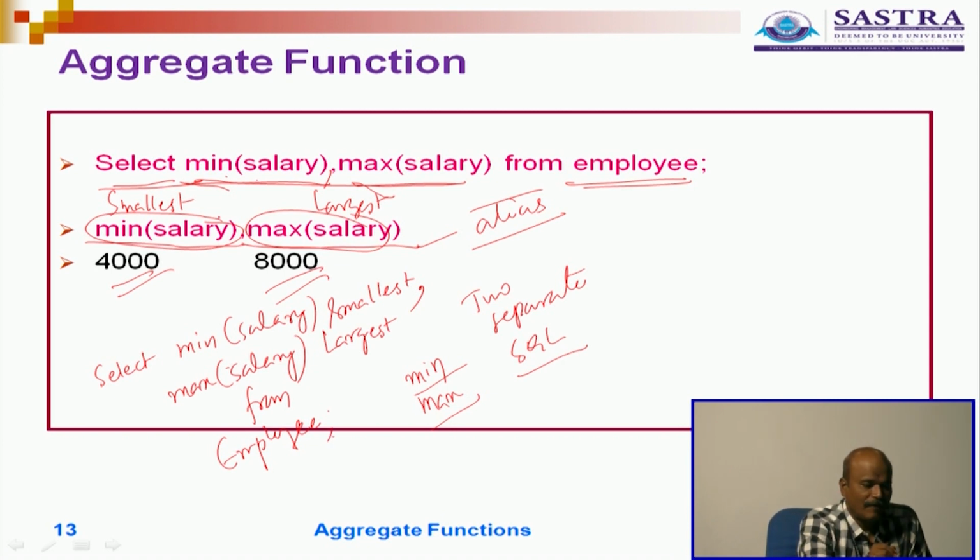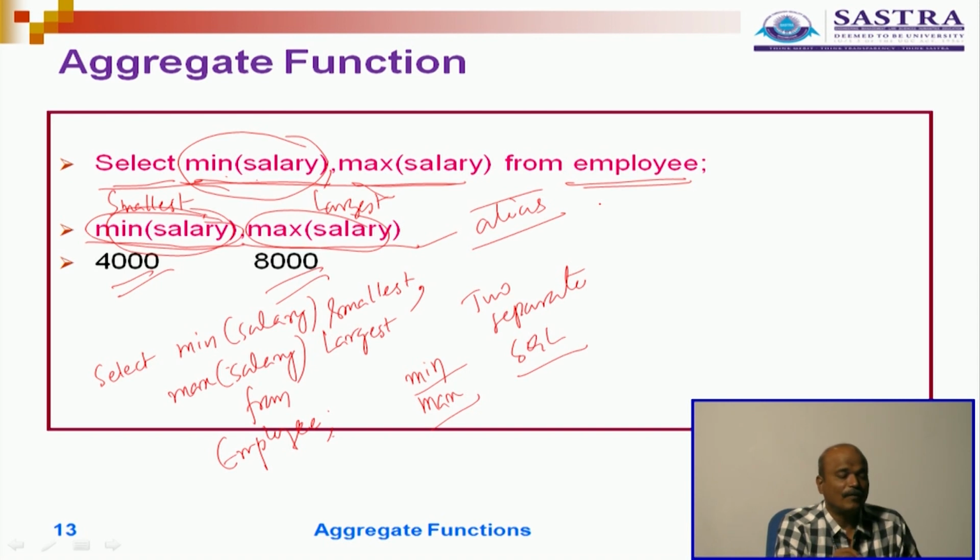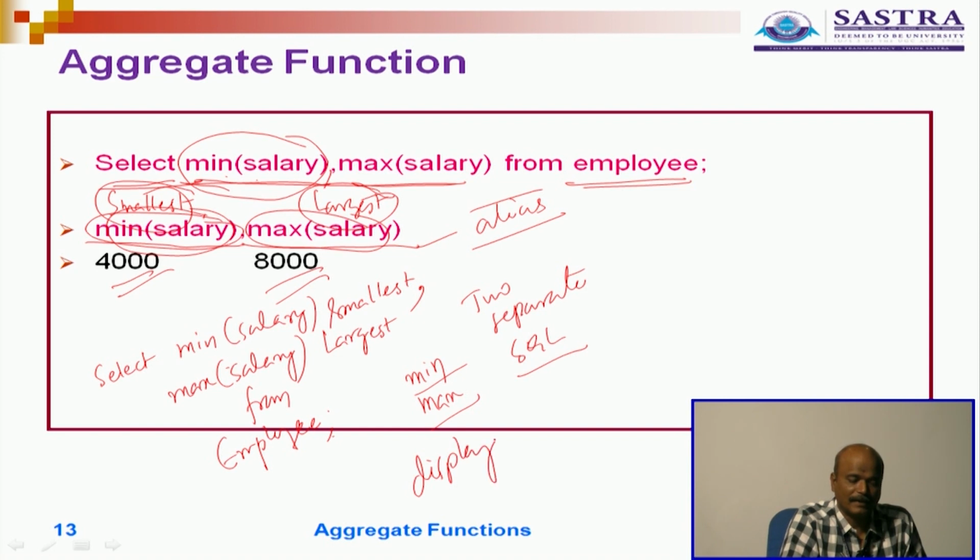By default, here you are retrieving a value and you are not going to have a proper column name. So in that case, your function name itself will be used as the column name. If you want to rename it, smallest and largest will be used only for display purposes. You are not going to rename the column permanently in the table. These smallest and largest will be used only for display purposes.